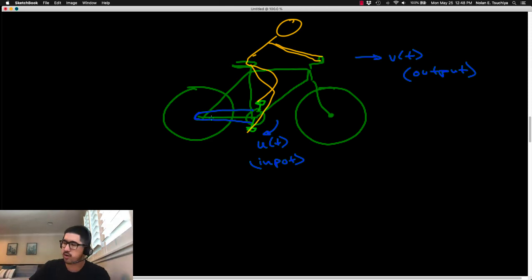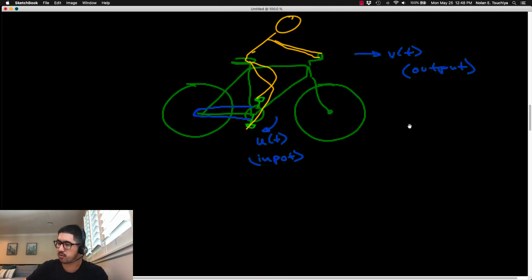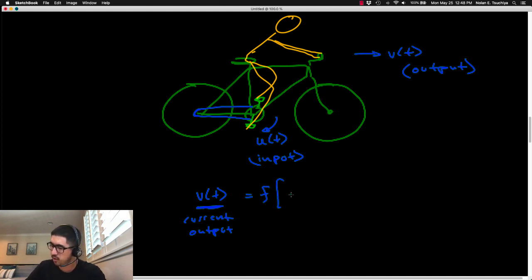However, what we're trying to do is define why this is a dynamic system. How does this definition fit in with the bicycle system? Well, let's think about the current output. The current output is the velocity at time t. This is equal to, well, it's definitely a function of the current input. Are you pedaling at this very instant in time? If you are, of course, that's going to factor into your current velocity.